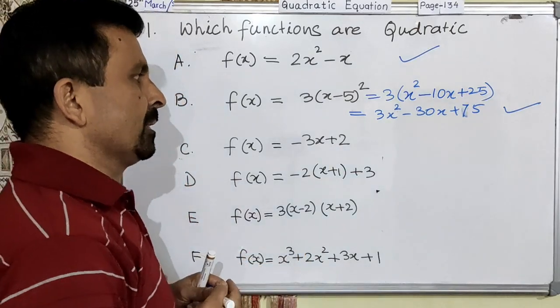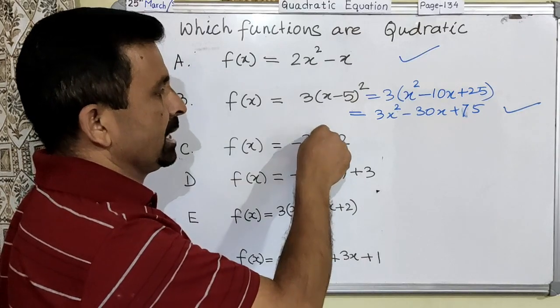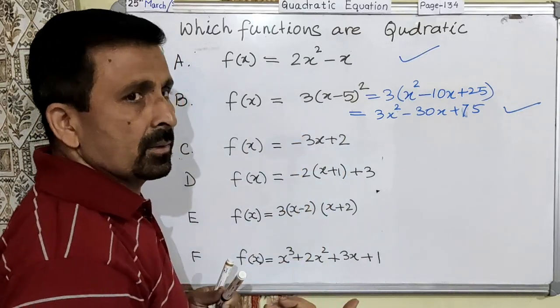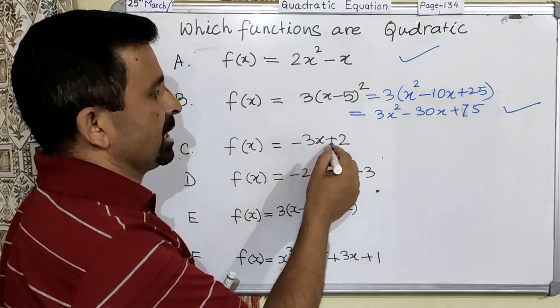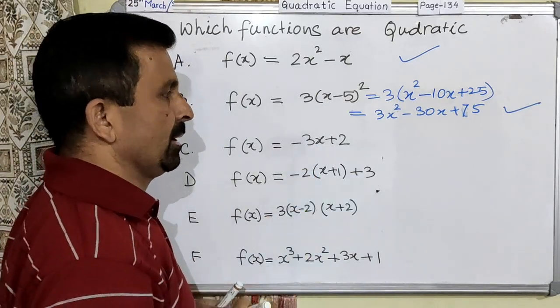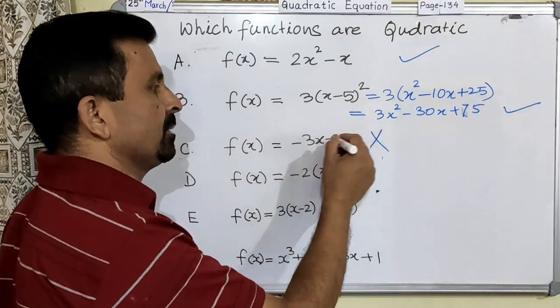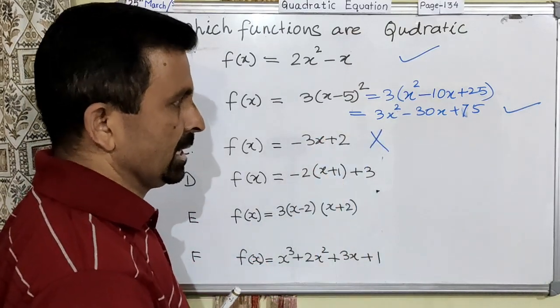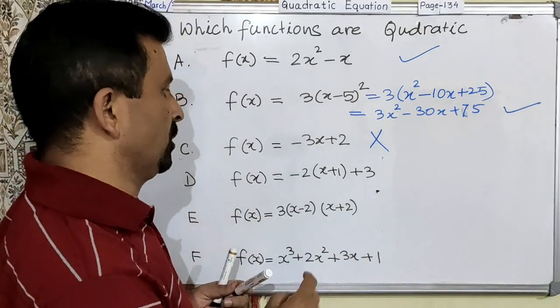Next one is this C. In the C, what is the degree of x? It is not visible. When the degree is not visible, we know that it is always 1. So this is a function in degree 1 and therefore this cannot be a quadratic function. This is a linear function. This is not quadratic, right? Because the highest power is not 2.